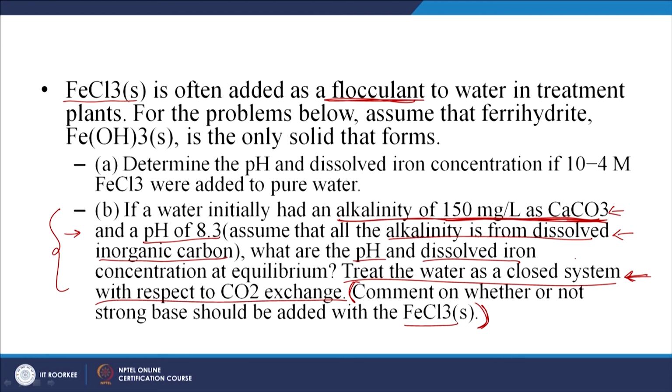And here obviously we need to understand the system, and also the key here is that for this particular case, when the pH ends up being 7.2, treat the water, and comment on whether or not strong base should be added along with FeCl3. Usually, let us say if there was no alkalinity and the pH fell to a very low or acidic value, then you would have thought of adding maybe some OH minus. But even in that case, you need to see if that is going to be beneficial.